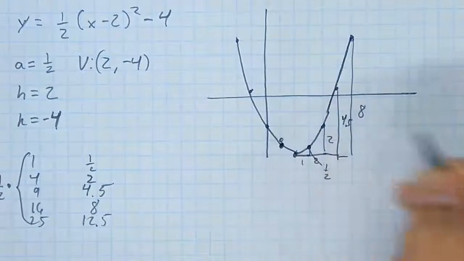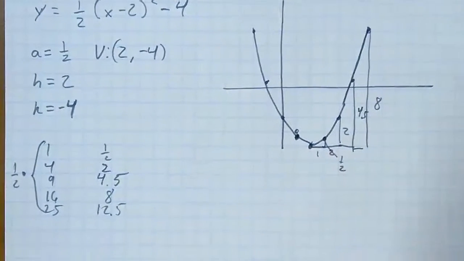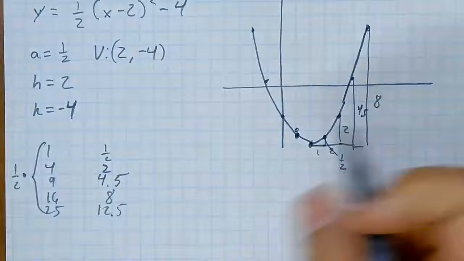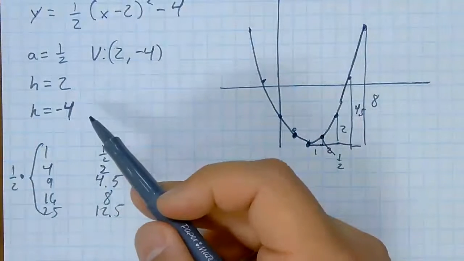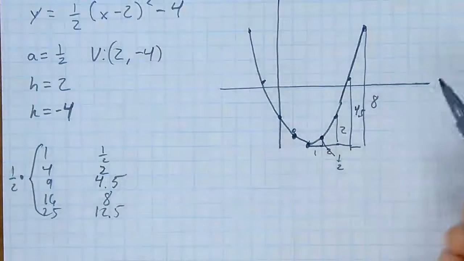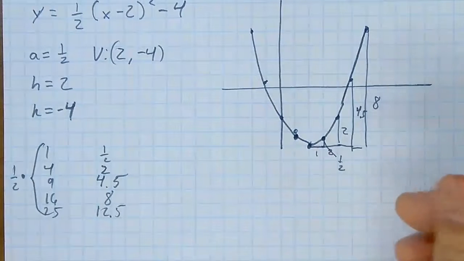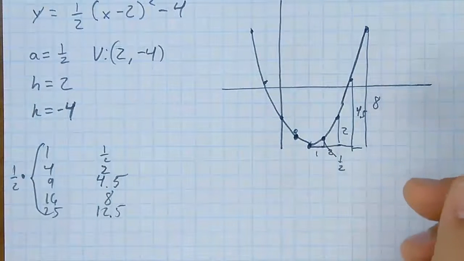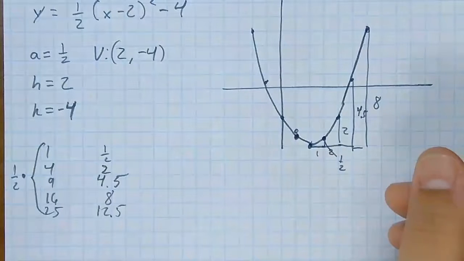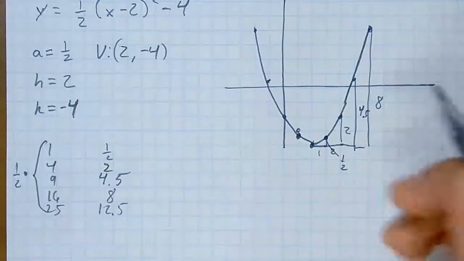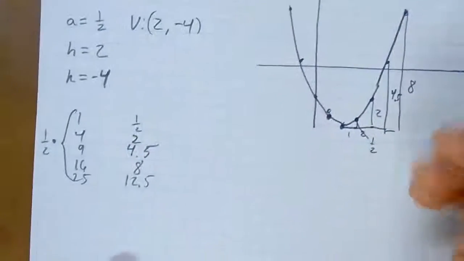Okay. Mistake right there. Okay. So that's how we can use A, H, and K to help us graph a parabola much faster than we could using standard form and a table of values to graph these points. Okay. But we also need to be able to describe this.